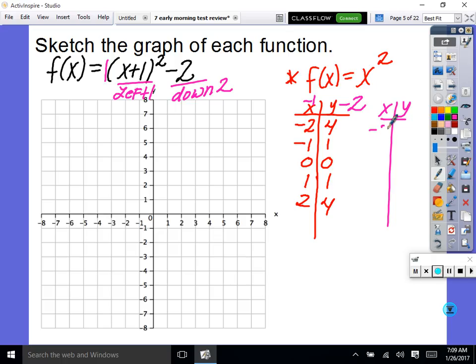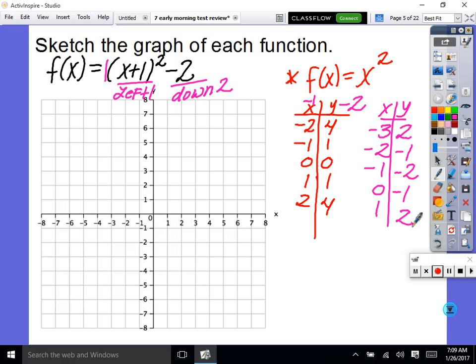-2 minus 1 is -3, -1 minus 1 is -2, 0 minus 1 is -1, 1 minus 1 is 0, 2 minus 1 is 1. 4 minus 2 is 2, 1 minus 2 is -1, 0 minus 2 is -2, 1 minus 2 is -1, and 4 minus 2 is 2. Did I do that right?